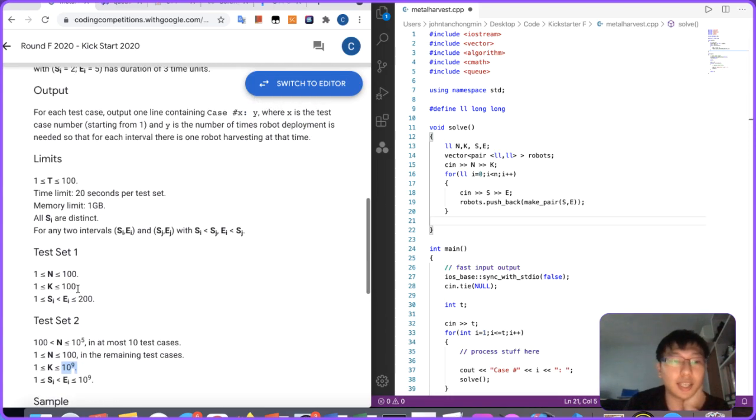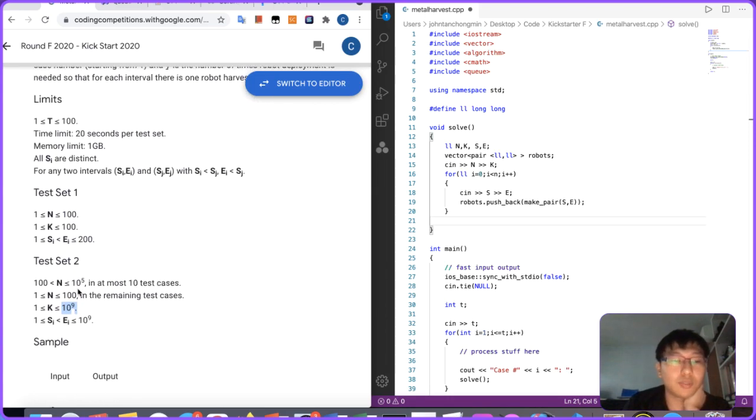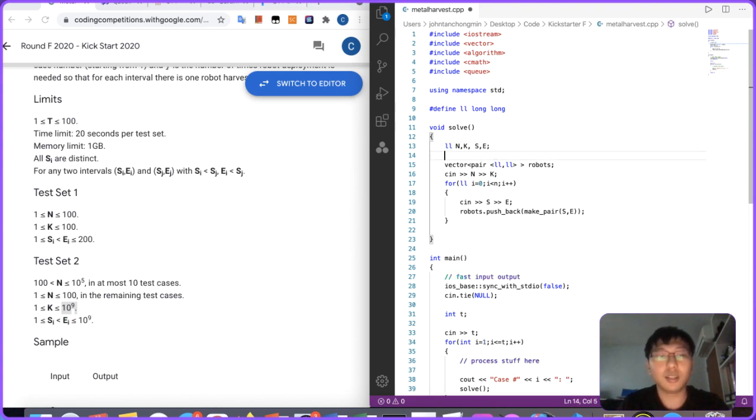I'm not too sure whether I can do a vector with size 10 to the power of 9. But you know what? Let's just do the vector way. If you were to store this in this kind of vector with a pair like that, it's possible. We just need to sort the pairs by the starting duration.